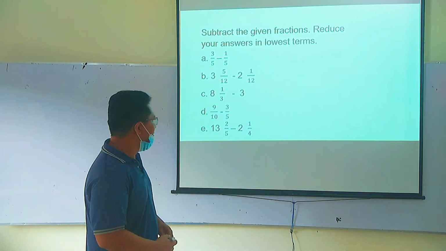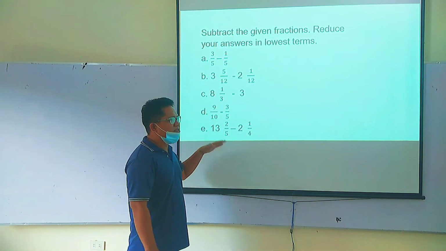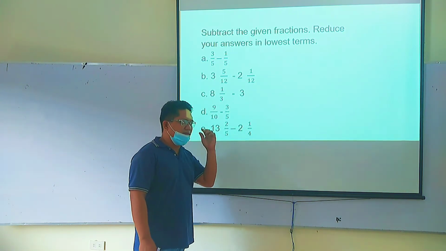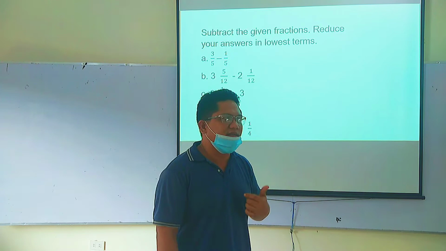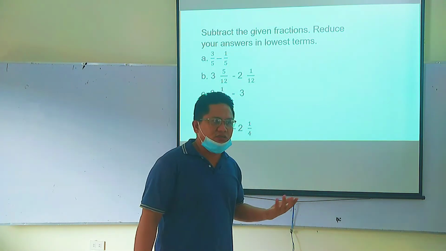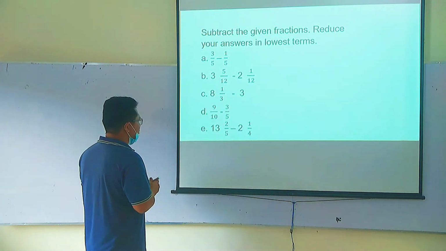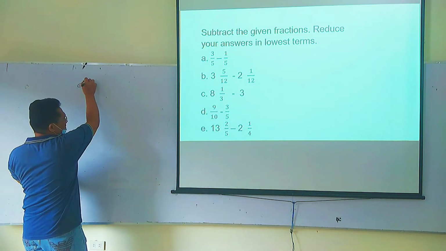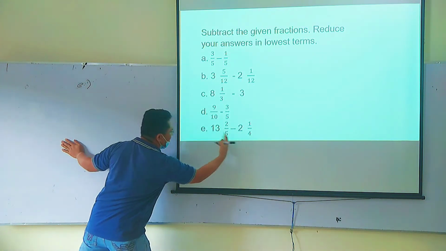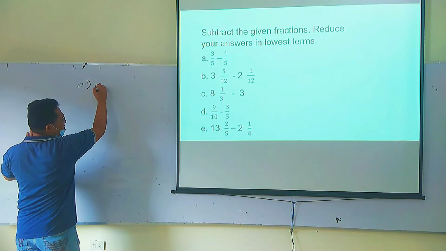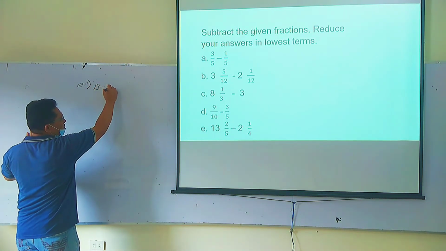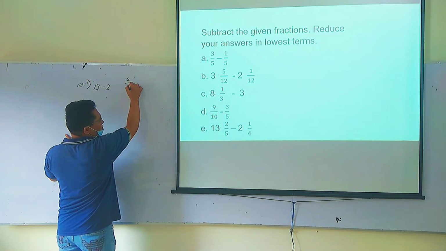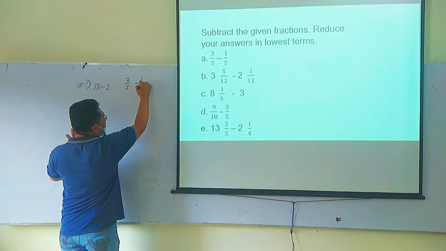Letter E. So we are solving now a mixed fraction which has a different denominator. That means we are subtracting mixed fractions that are dissimilar. So again, the rule is very simple. Letter E, separate the whole numbers. So you have 13 minus 2, then separate the fractions. 2/5 minus 1/4.